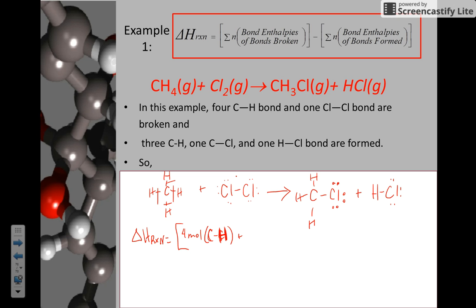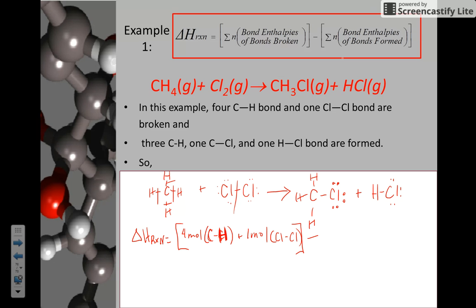And now I got to break this bond. So I got to break 1 mole, there's 1 of them, of the chlorine-chlorine single bond. So Cl-Cl. Okay, so those are the bonds that are broken. Remember, the formula has the negative here.